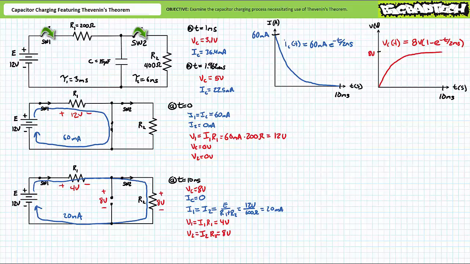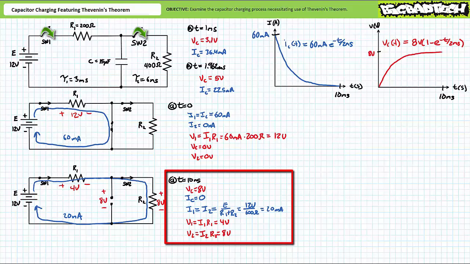Ohm's law for the series circuit consisting of R1 and R2 demonstrates that R1 and R2 will experience 20 milliamperes of current. Another implementation of Ohm's law demonstrates that voltage drop across resistor 1 will be 4 volts, and the voltage drop across resistor 2 will be the remaining 8 volts. In summary, at 10 milliseconds, Vc equals 8 volts, Ic equals 0 milliamperes, V1 equals 4 volts, I1 equals 20 milliamperes, V2 equals 8 volts, and I2 equals 20 milliamperes.